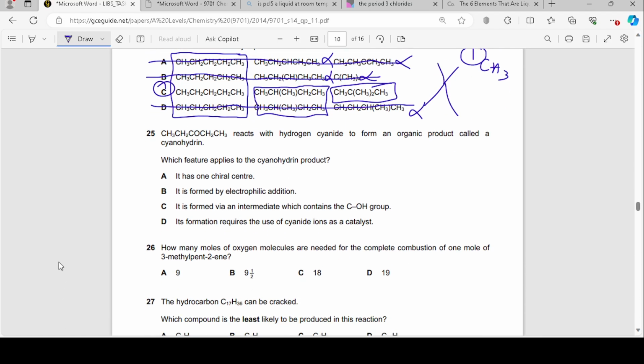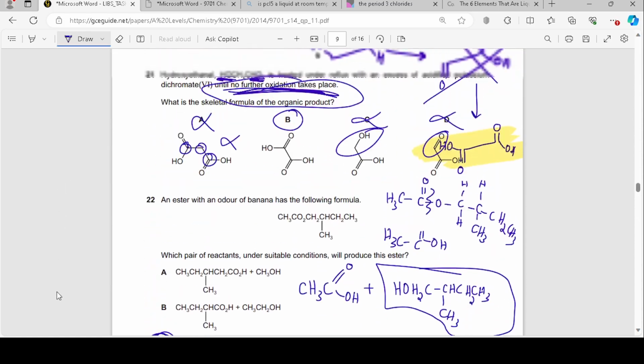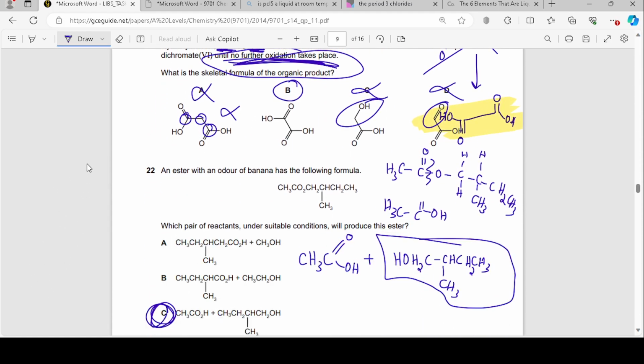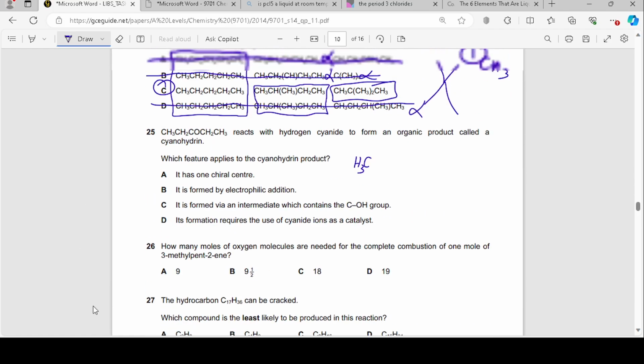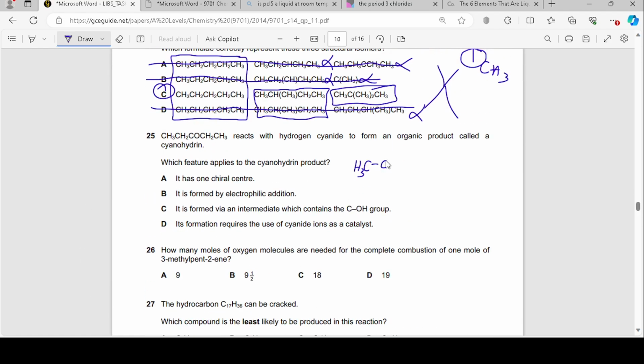Okay, now let's go to the next question. CH3, CH2, CO, CH2, CH3. Let me just draw that out because I've learned from question, I don't even remember which question it was. Yeah, 22. That it's really important to draw things out, okay, and not do things in your mind and then mess them up later.